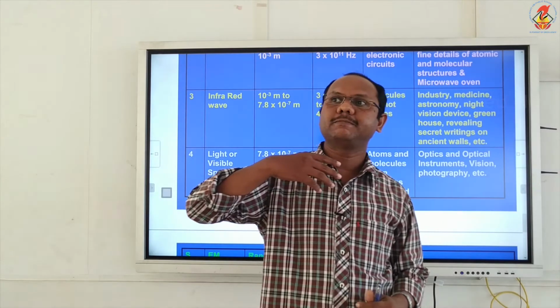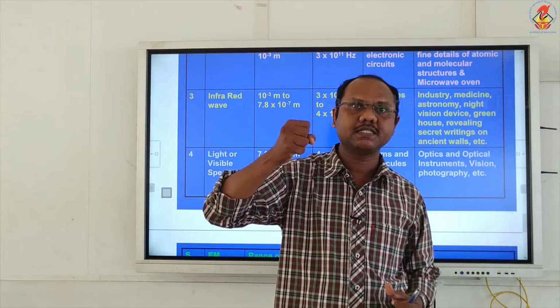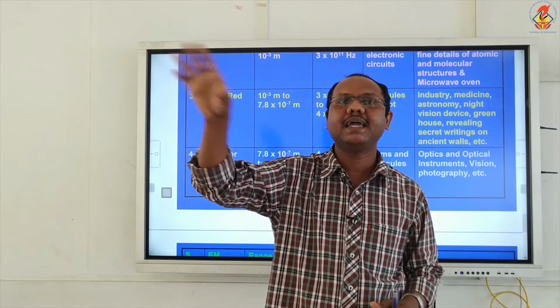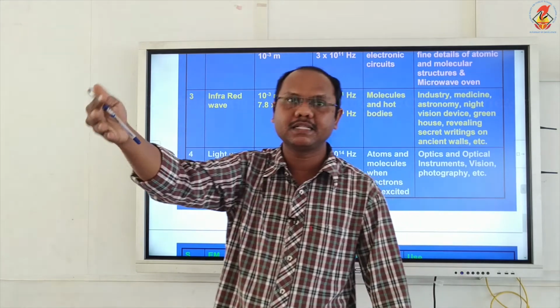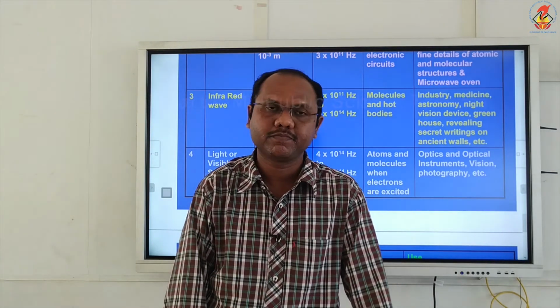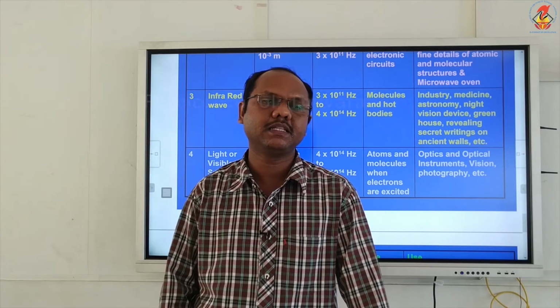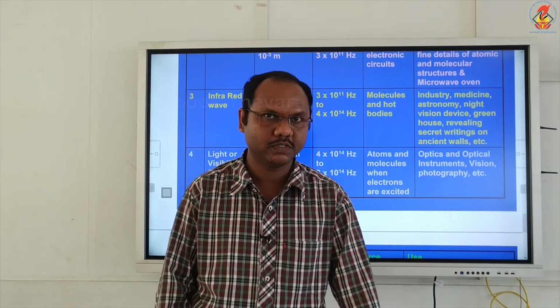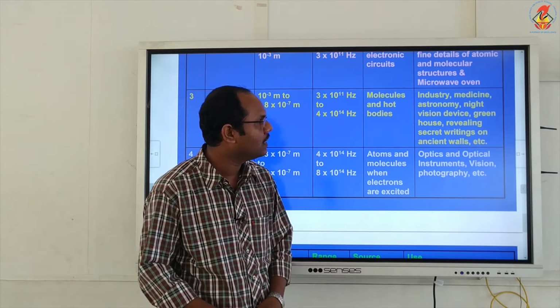You can use infrared rays to photograph distant objects during a haze climate. If it is mist or fog, you cannot see the other side using visible light. But if we use infrared waves, we can take the photograph of those objects. Infrared photography.